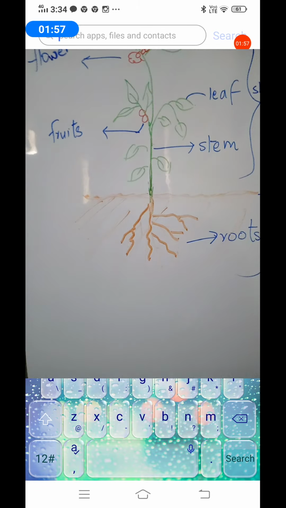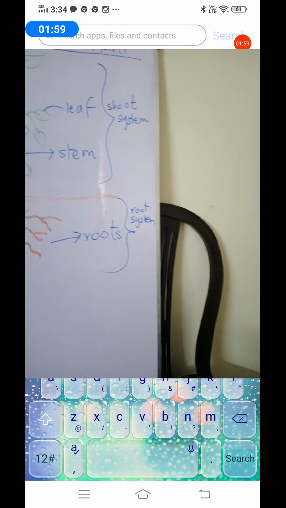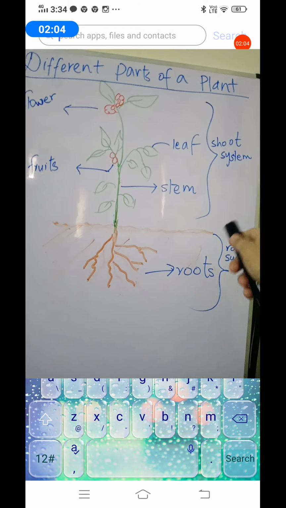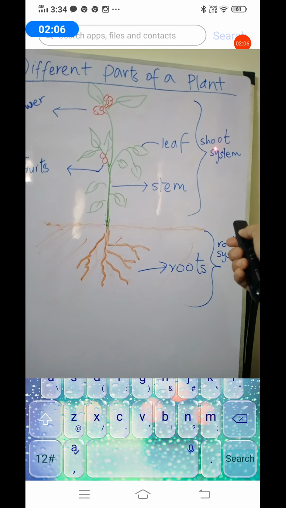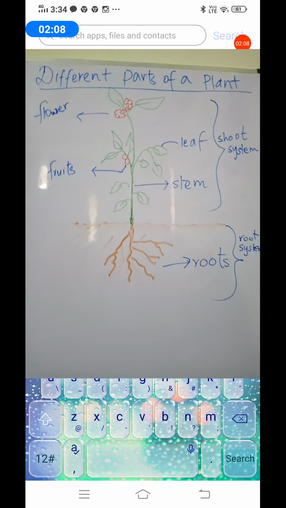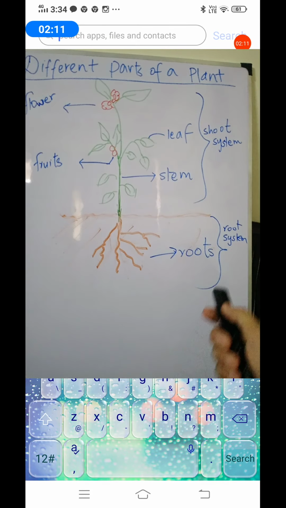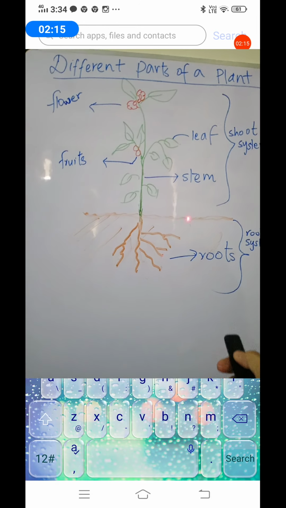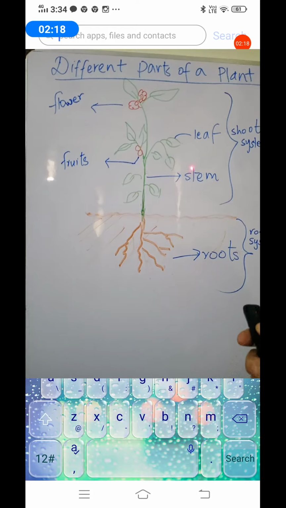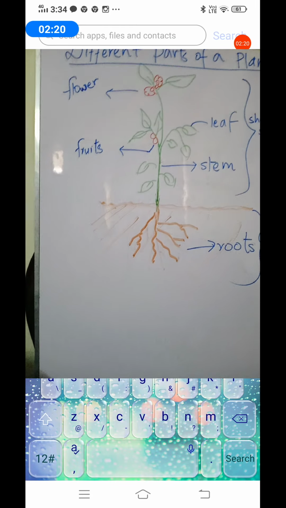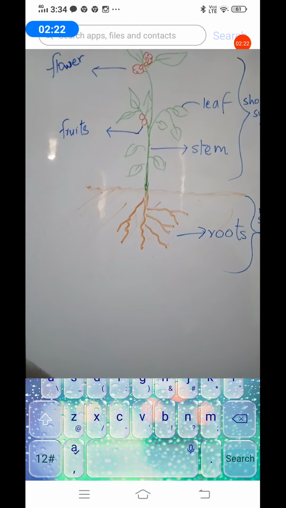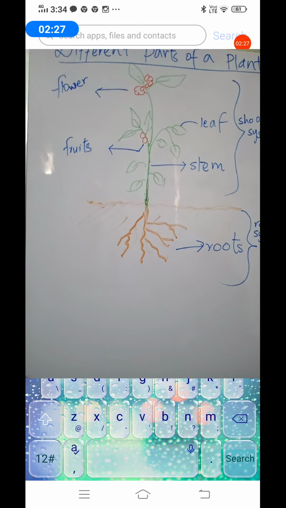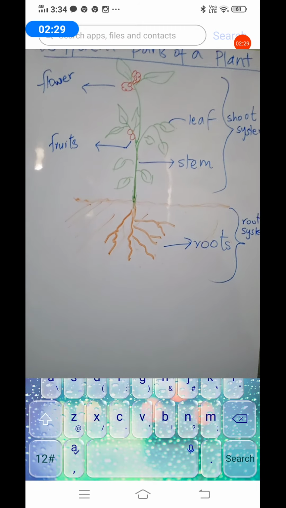Okay, so let me start by saying that there are two systems in a plant. One is the shoot system. Here you can follow the red light. I'm pointing here. You can see this red dot here. Wherever I'm pointing the red dot, please look there. A plant is divided into two parts. One is beneath the earth and one is above the ground. So it has different parts. Even humans have different parts, right? Eyes, nose, ears. Similarly, a plant also has different parts.